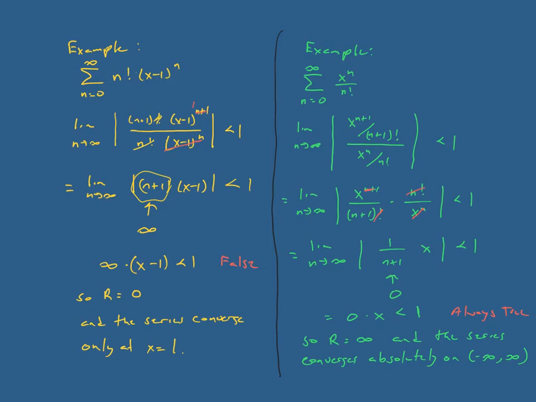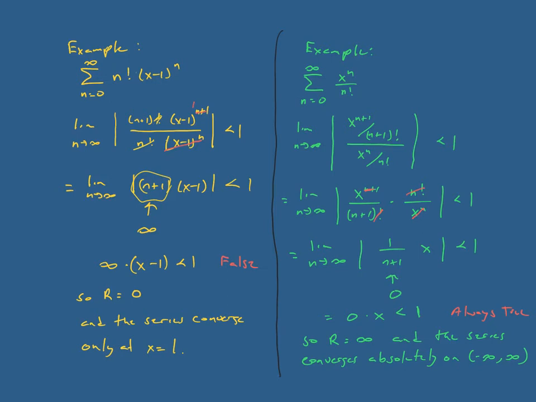So therefore, this is always true. Where this one over here was always false, this one over here is always true. So for this particular problem, our radius of convergence is infinity, and we're going to converge absolutely on the interval from negative infinity to infinity, or for all real numbers. So our interval of convergence here is negative infinity to infinity.